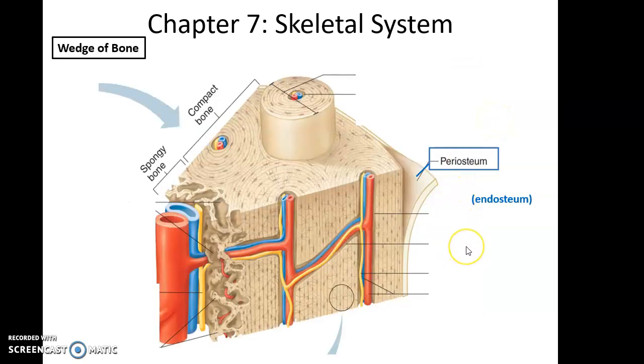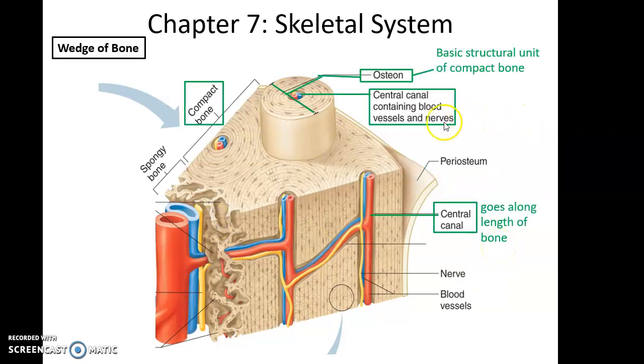All right, bone wedge. So in this model, it's like we took a wedge chunk of the diaphysis of a long bone. So we can see the periosteum toward the surface, lying on the surface of the bone tissue. You can't see it, but the endosteum would be on the inside, lining all these nooks and crannies. We've got the more superficial compact bone, the more deep spongy bone.